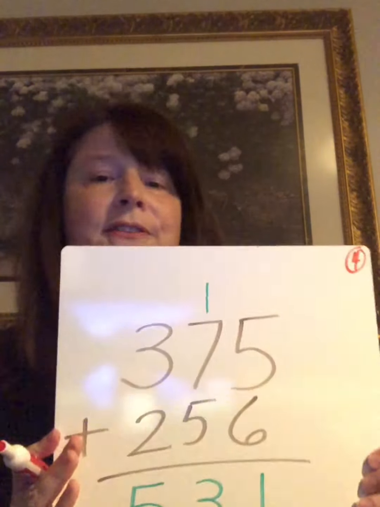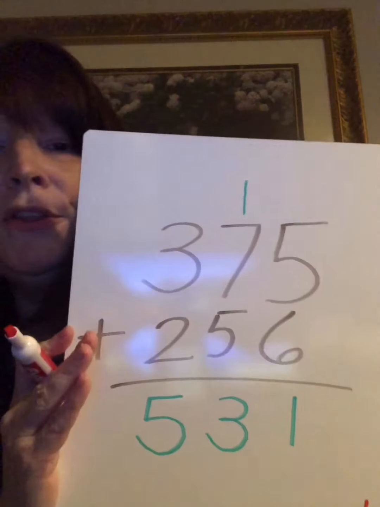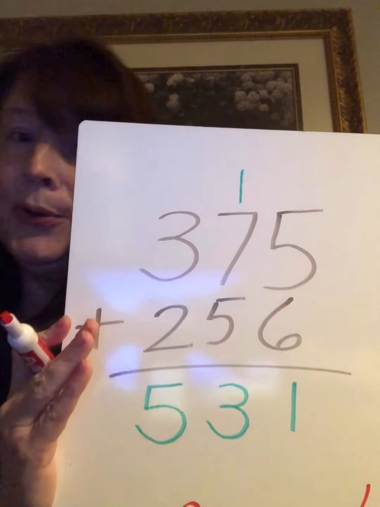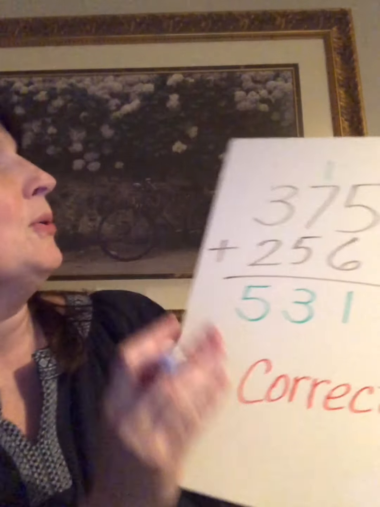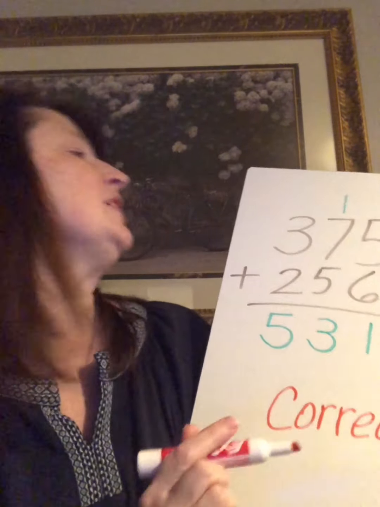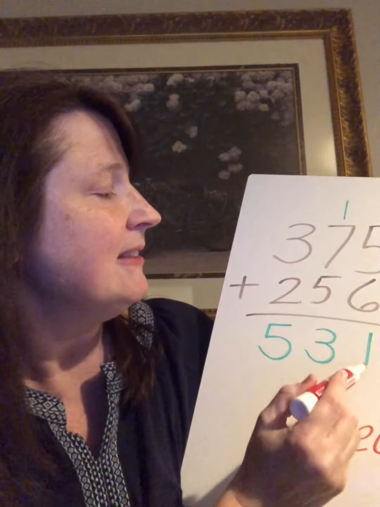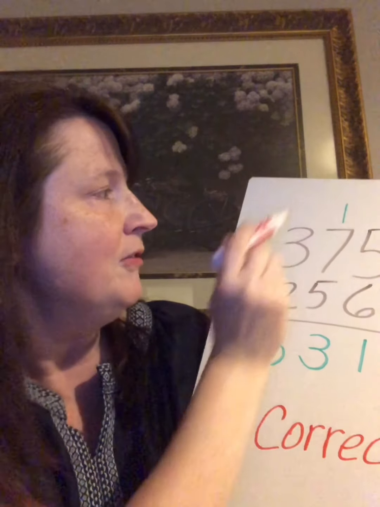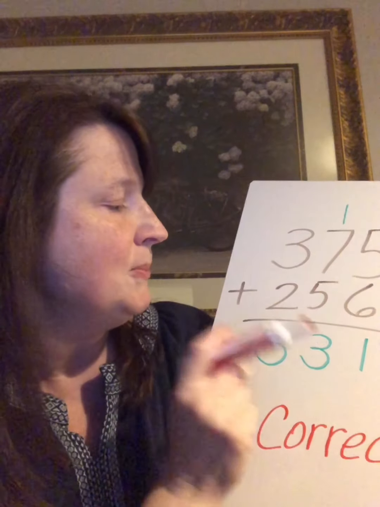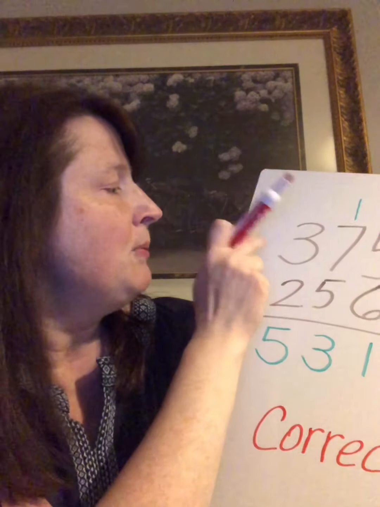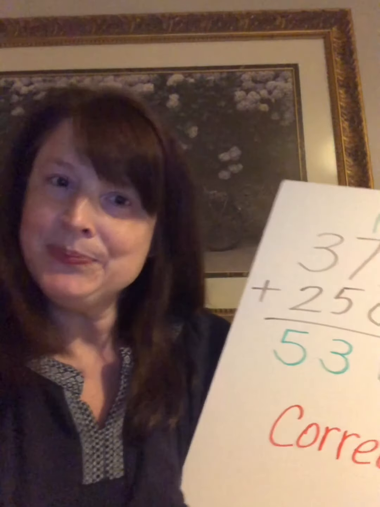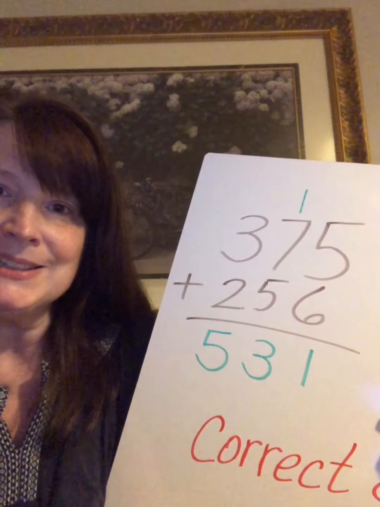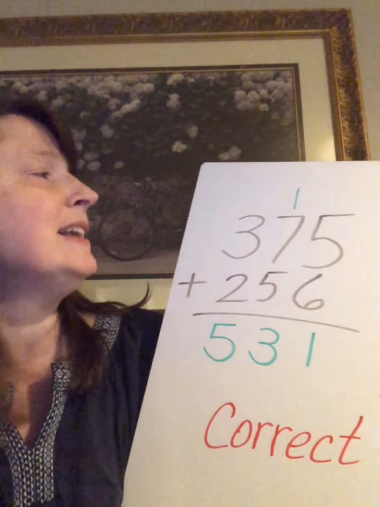375 plus 256 equals 531, correct? Well, let's double check our work. 5 plus 6 is 11, regroup the 1. 7 plus 5 is 12, plus this one that we've regrouped is 13. And then 3 plus 2 is 5. There. I'm all set, except I'm not quite all set, right?